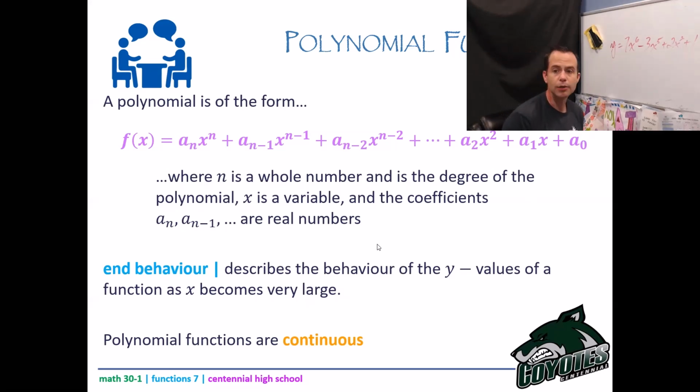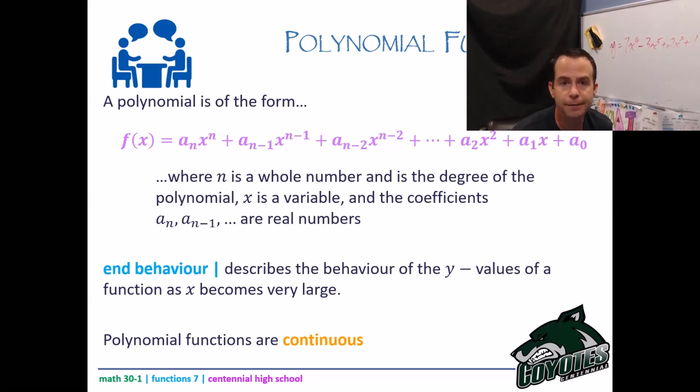What's not allowed in a polynomial is fractional exponents on your x value, and you can't have negative exponents on your x value. If you had fractional exponents on your x value, you actually have a radical graph. If you have negative exponents on your x value, remember that would send it to the bottom of a fraction, which means you actually have a rational graph, and we've already talked about both of those.